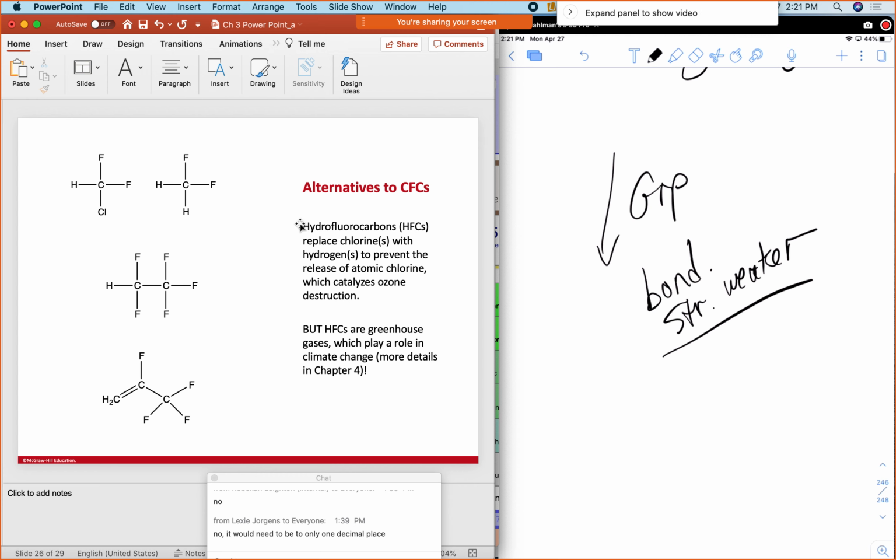So be familiar with HFCs. You're just replacing a chlorine with hydrogen. And for obvious reasons, you're then not going to break apart any chlorine. But the problem with that is that they're greenhouse gases. So this works as far as it's not destroying ozone, but now it's a greenhouse gas. So climate change is affected by that.